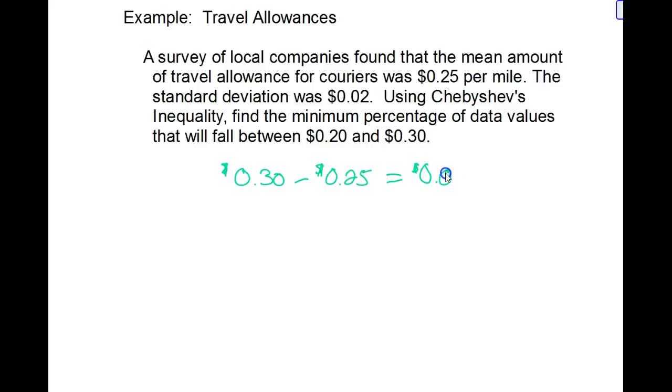We get a 5-cent difference. We want to know how many standard deviations this is. So we take our 5 cents and divide it by our standard deviation of 2 cents. That gives us 2.5, or 2.5 standard deviations away, which is not what we're exactly used to using, but it works. So our K is equal to 2.5, because that's how many standard deviations it is.